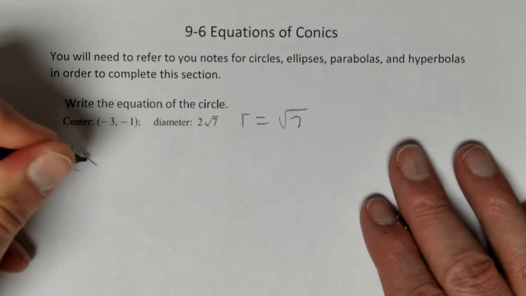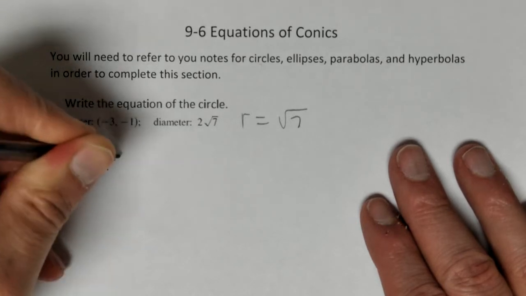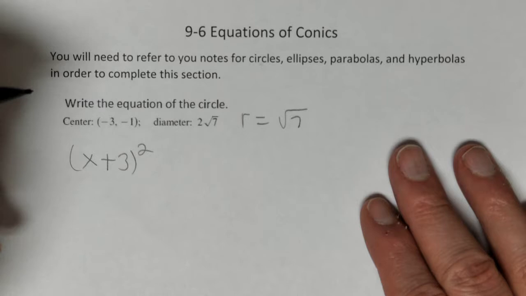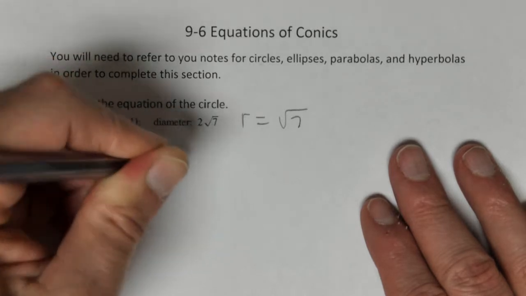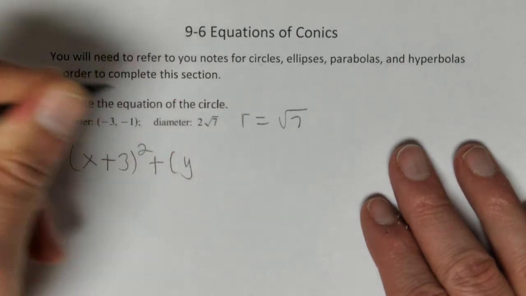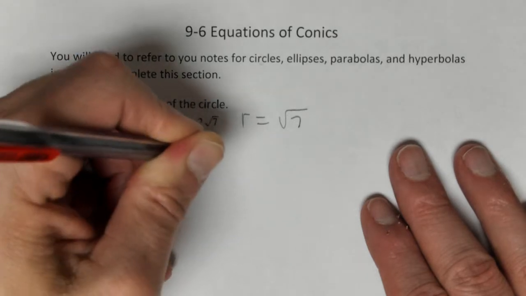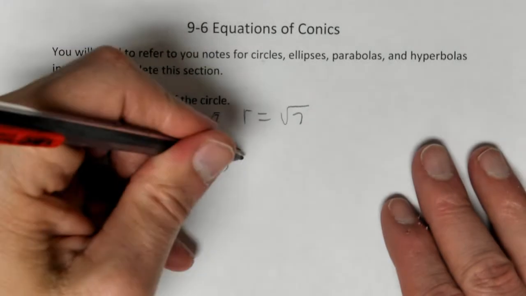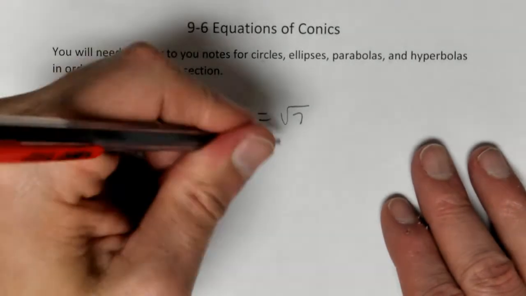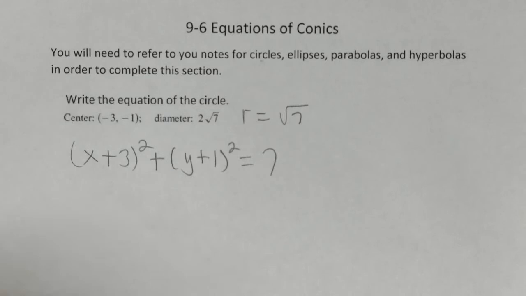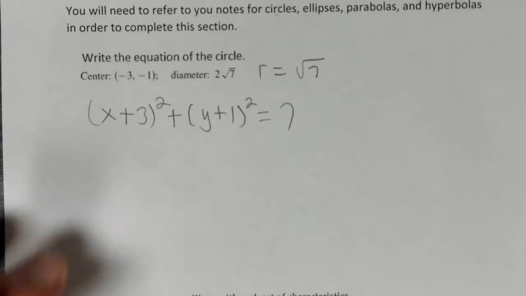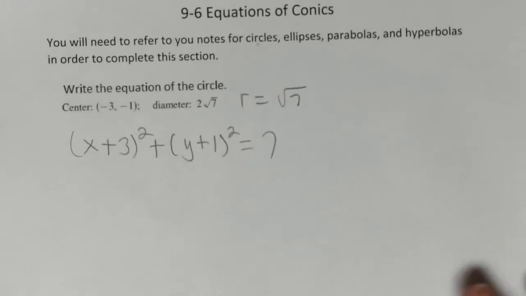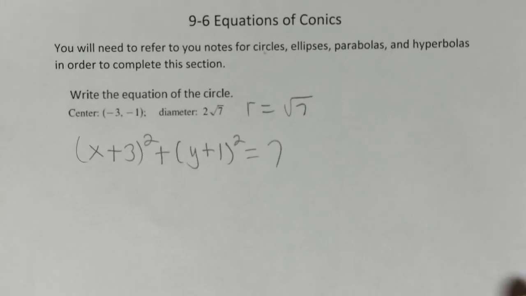So it's going to be (x, remember change the sign, plus 3) close squared plus (y minus 1 will change to plus 1) close squared. Anytime you're dropping the center in the equation, make sure that you change the sign. And then square root of 7 squared is 7, and then there's your equation. So circles, not too difficult, because all you need is the center and the radius, and the majority of the time, they'll give you plenty of information to be able to come up with those values.